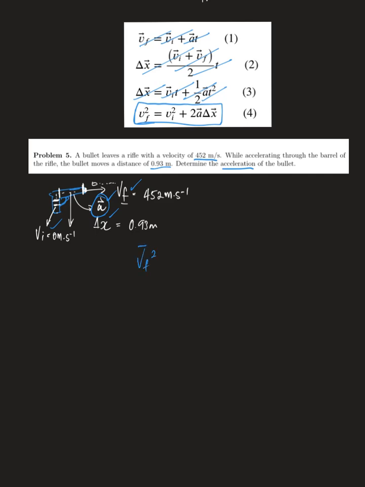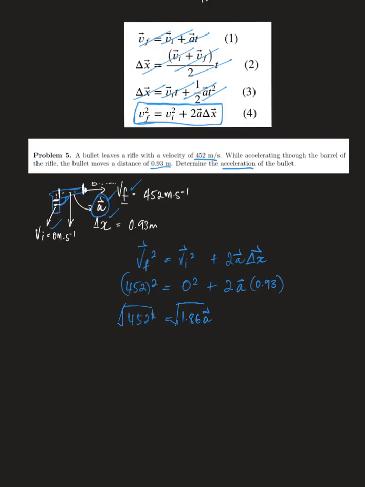So I've got V final squared is equal to V initial squared plus 2 acceleration times delta x. Right, so I know my VF is 452 all squared, is equal to the V initial, which is 0 squared, plus 2 times acceleration, which I don't know, times 0.93, which is my displacement. So now I've got 452 squared is equal to 2 times 0.93, which is 1.86 A. So the best thing for me to do first is to get rid of that squared, isn't it?